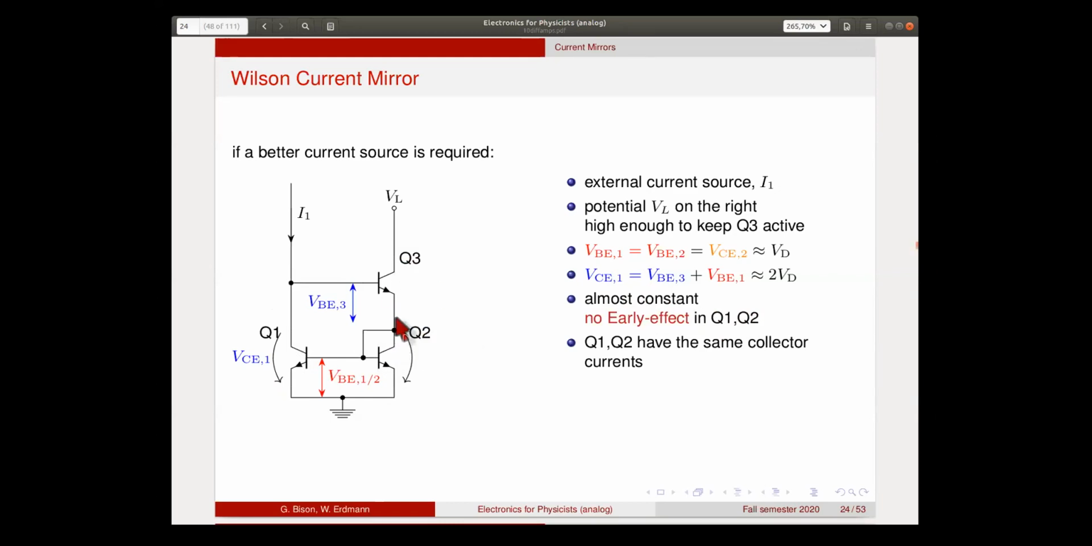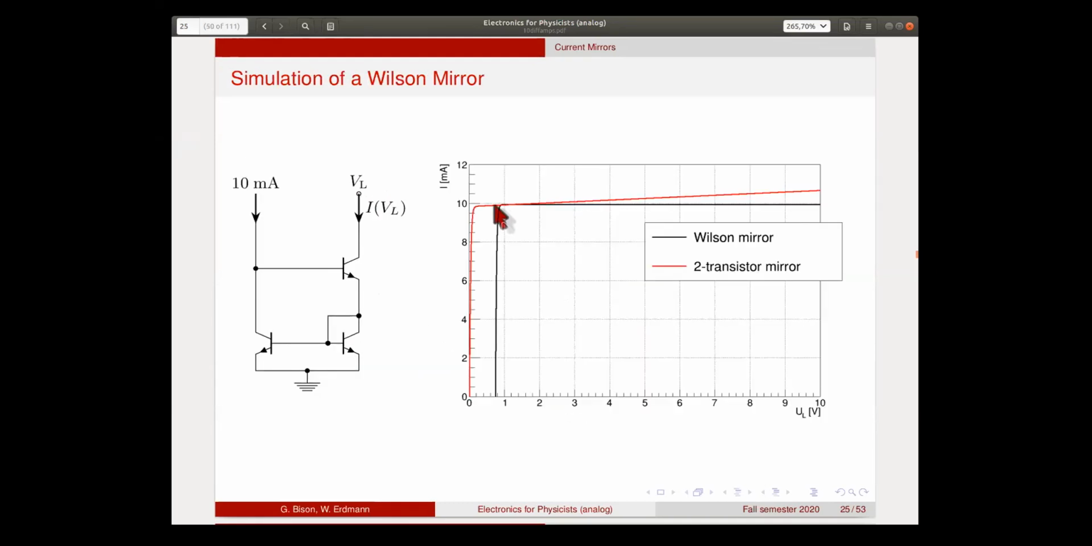And now this current here must, of course, also flow to Q3. And the early effect here is eliminated in a way that is similar to what happened with the cascode. So we don't see the early effect of this one, and we have no early effect here because the collector emitter voltages of these two are almost the same. So if we again neglect all the base currents, we have a perfect current mirror that is completely independent of the load potential. This is shown here.